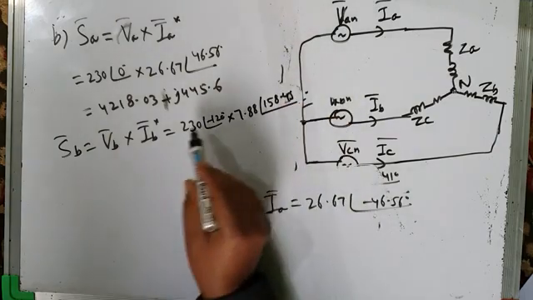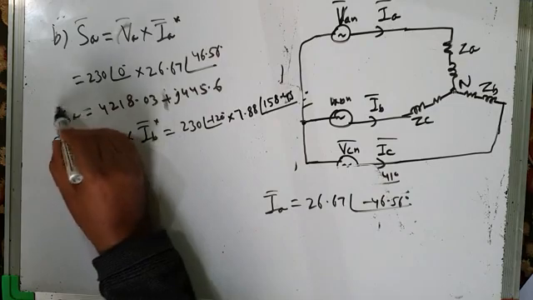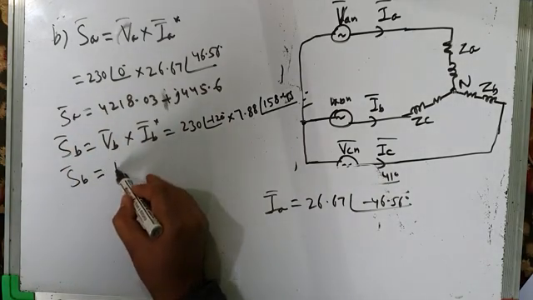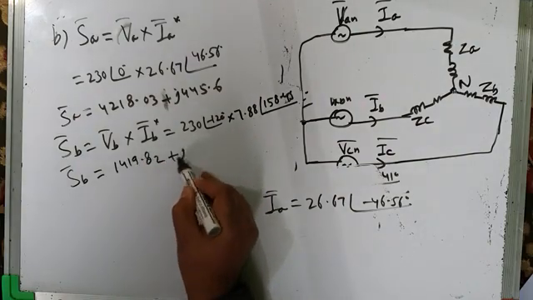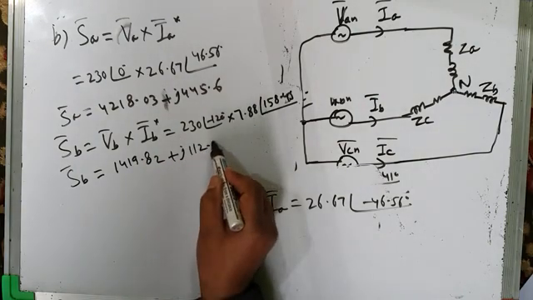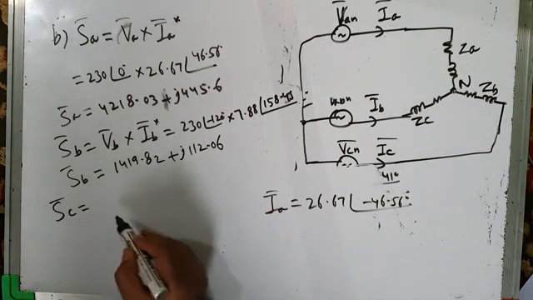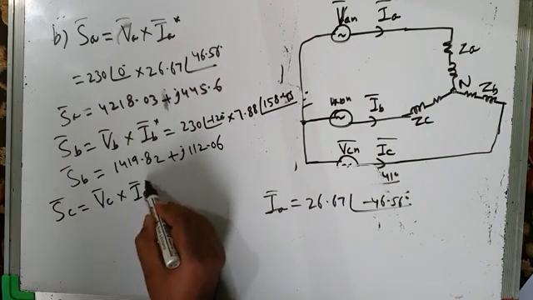158.43 degrees. This into this, that will give you SB. This is SA. That will give you SB. SB comes out to be 1419.82 plus J 112.06. चलिए, उसके बाद apparent power of phase C is VC into complex conjugate of IC.